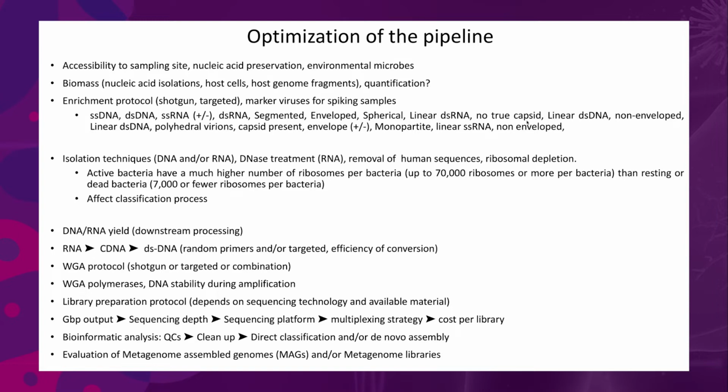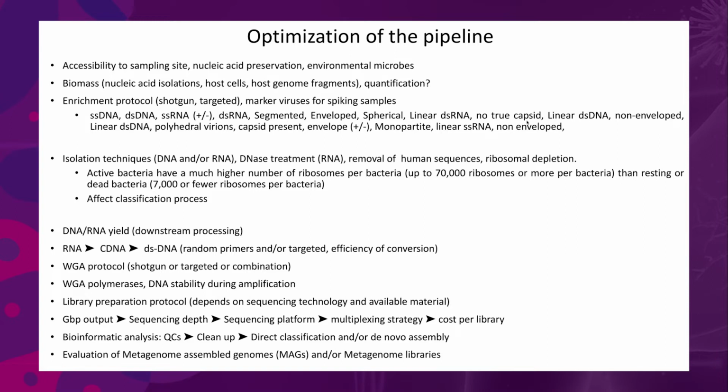So we're talking about the actual biomass of the sample. This will define what type of nucleic acid isolation we will decide to do. It is affected by the contamination with host cells or with host genome fragments. And an important bit is whether we can actually define the sampling site in terms of area or weight, and this could give us a more absolute quantification of our metagenomes.